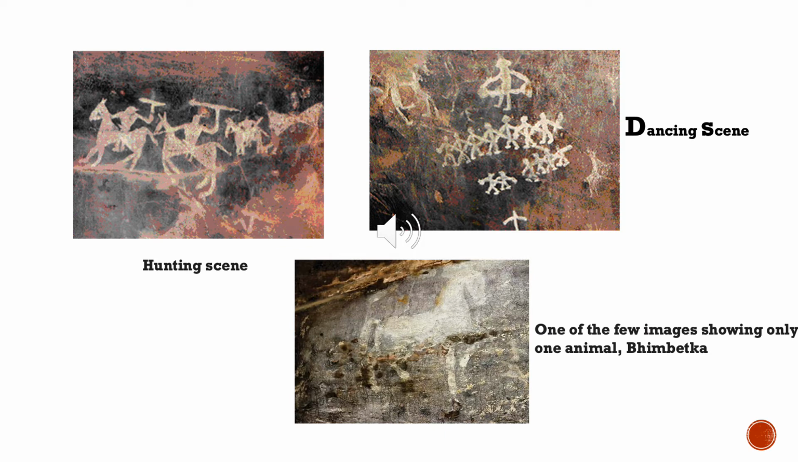On the topmost left is a hunting scene, dancing scenes, and in the middle there are a few images showing only one animal, that's the horse. Actually, you can see the horse, and these paintings have been made across the walls and ceilings of caves. And these paintings were done in red ochre, mostly red ochre.